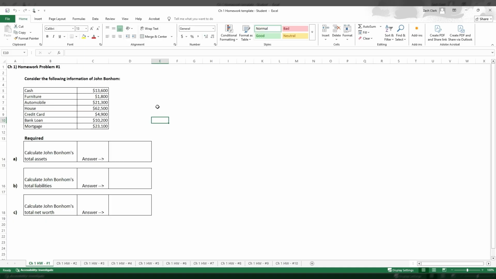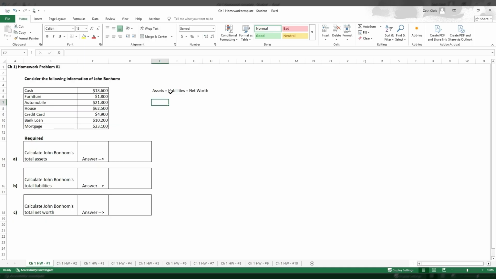So in order to do this, we need to be able to classify the specific amounts above and those accounts that those are associated with into those categories of asset, liability, and then net worth. And we also need to understand the fundamental accounting equation, which I will write in here just so we can see. It is assets equal liabilities plus net worth.